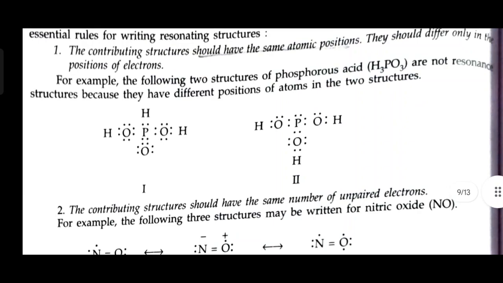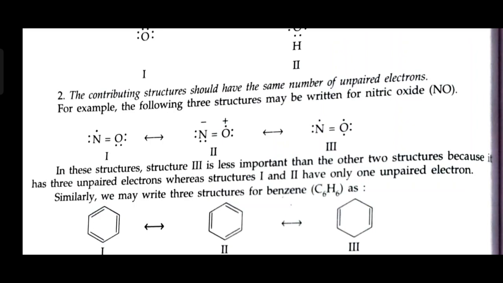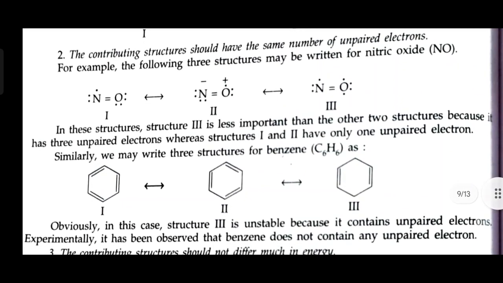For example, the following two structures of phosphoric acid are not resonance structures because they have different positions of atoms in the two structures. Second, the contributing structures should have the same number of unpaired electrons. For example, the following three structures may be written for nitric oxide, NO. In these structures, structure 3 is less important than structures 1 and 2 because it has 3 unpaired electrons, whereas structures 1 and 2 have only 1 unpaired electron.